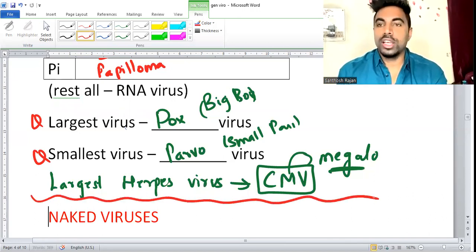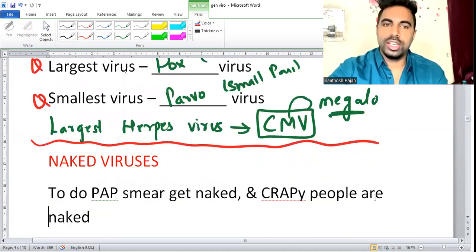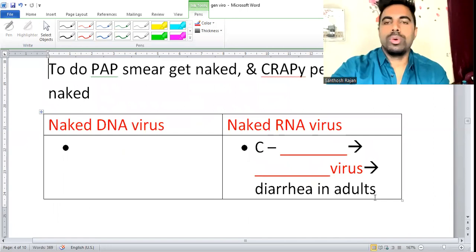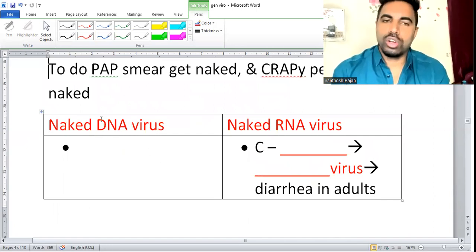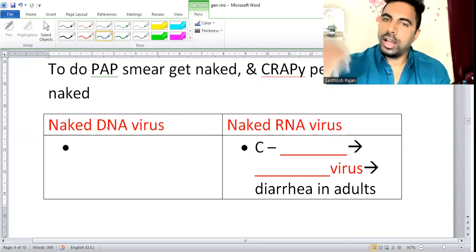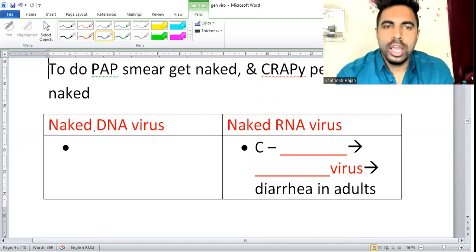Now, naked viruses are also important. We have naked viruses for both DNA and RNA, separately, and it's easy to remember. There is no way you'll forget this. So let's first talk about the naked DNA viruses only. DNA naked, RNA naked means no envelope. They don't have an envelope. Simple.